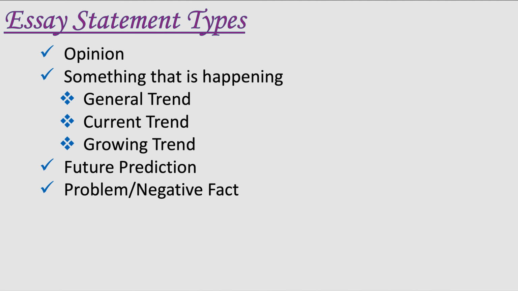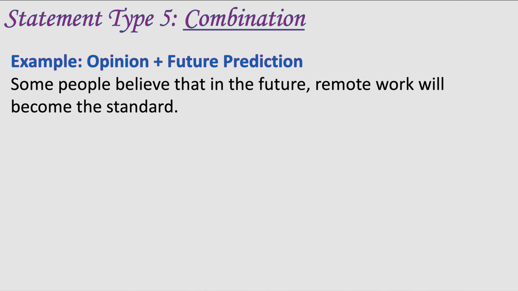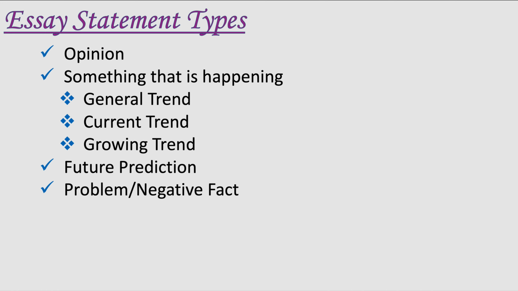Let's quickly recap the types of statements you might see in writing task 2. You might get a statement that gives an opinion, or it may describe something that is happening. This includes general facts, current trends, and growing trends. A future prediction statement talks about what is likely to happen in the future. A problem or negative statement highlights an issue or a negative situation. And finally, a combination statement which combines two of these types in one statement.